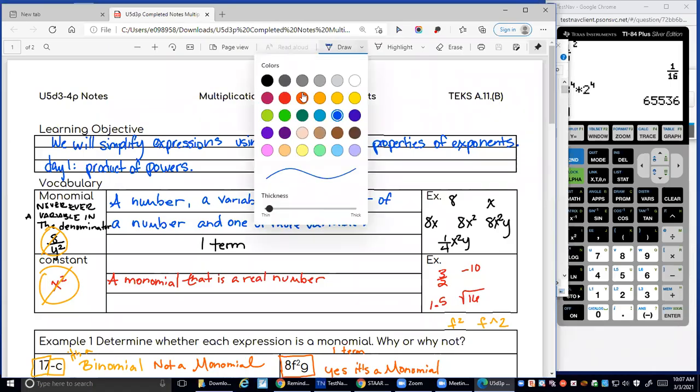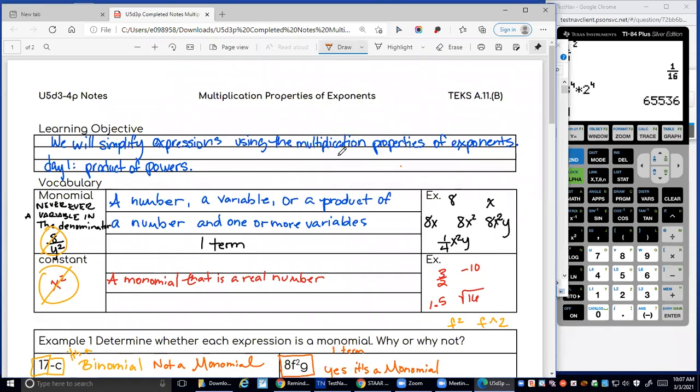We're going to be talking about power of powers. So I'm going to write that in here. Same objective. We're going to be simplifying expressions. But today, the multiplication property of exponent that we're going to be focused on is power of a power.